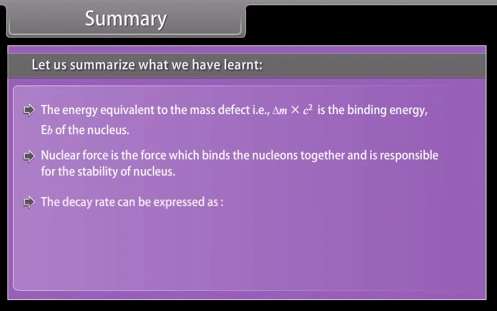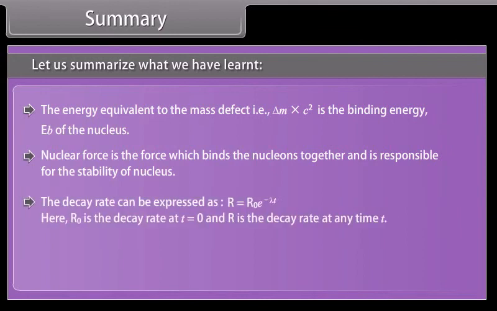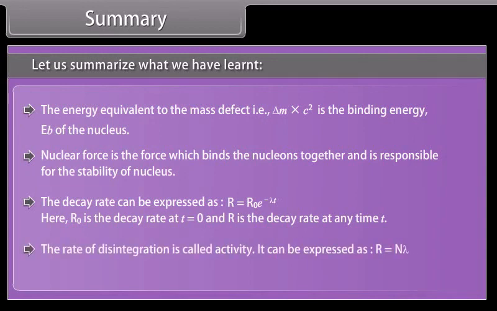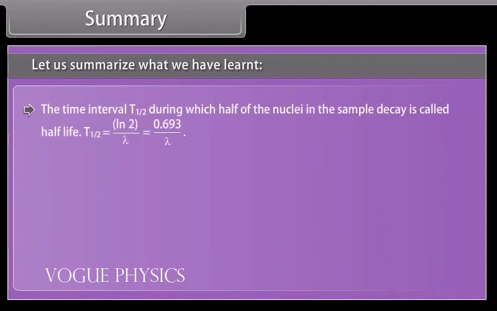The decay rate can be expressed as shown, where R0 is the decay rate at t = 0, and R is the decay rate at any time t. The rate of disintegration is called activity. It can be expressed as shown. The SI unit for activity is becquerel. The time interval T-half, during which half of the nuclei in the sample decay, is called half-life.